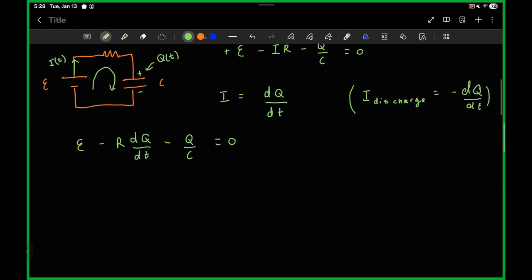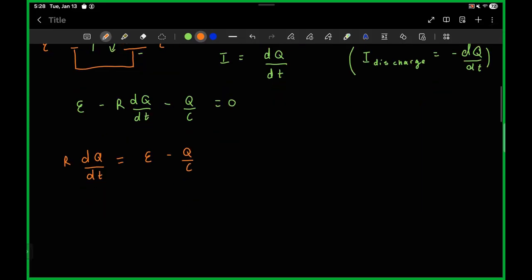Our goal is to isolate our variables. So I'm going to begin by isolating dQ/dt. So R dQ/dt is equal to epsilon minus Q over C. I've simply added R dQ/dt to both sides and subtracted. I'll then divide by R. So dQ/dt equals epsilon over R minus Q over RC.